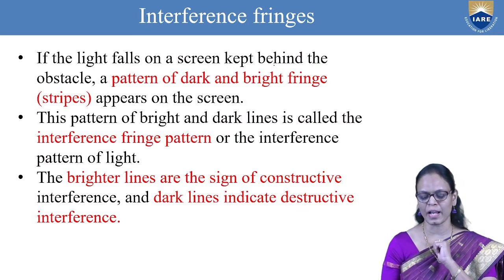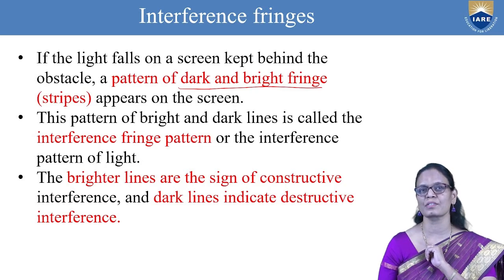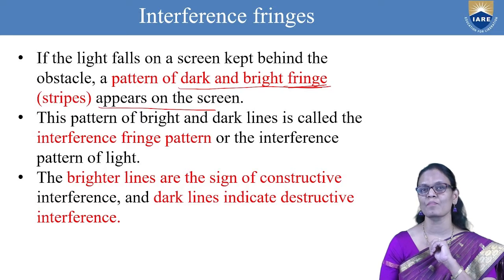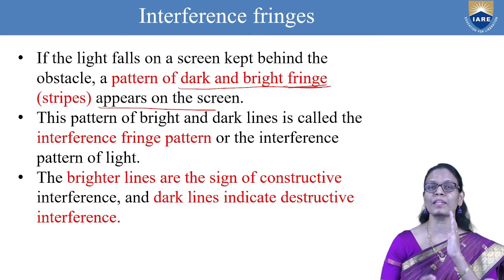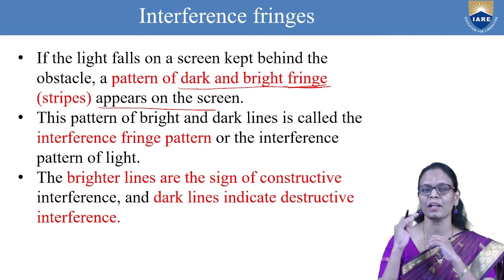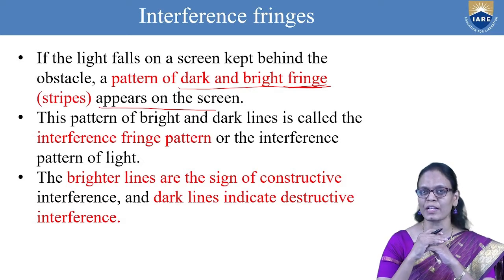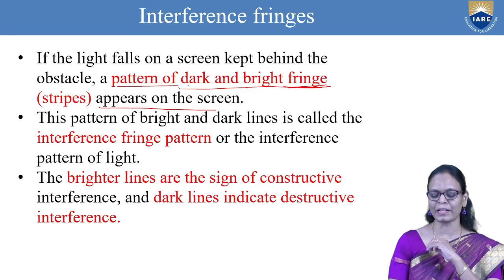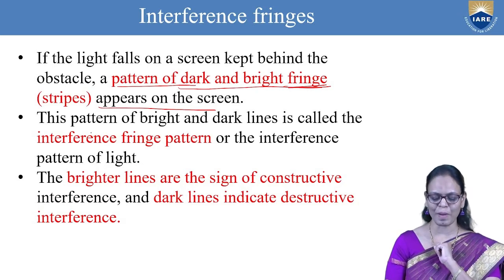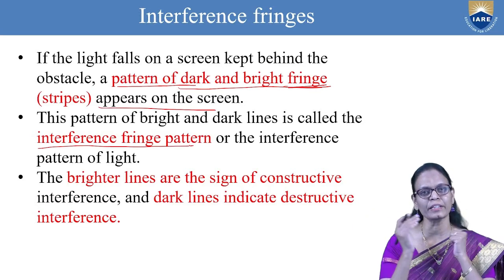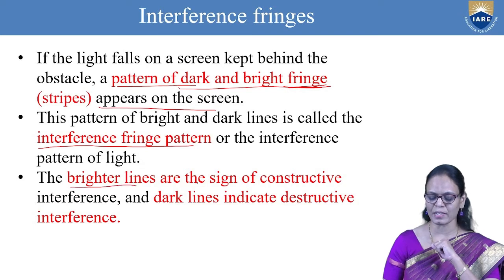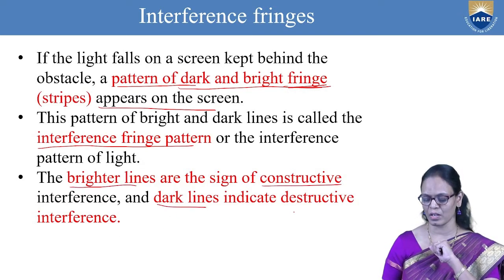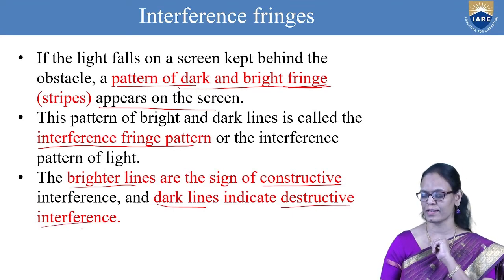Now if light falls on the screen behind the obstacle, a pattern of dark and bright fringes appears on the screen. So that is what we are calling fringes. The light coming out from the two slits sends out secondary wavelets. When these secondary wavelets superimpose on each other, depending upon how they arrive at a point on the screen, if they arrive in phase, we get a bright fringe. If they arrive out of phase, we get a dark fringe. So on the screen, we have a pattern of dark and bright fringes. This pattern we call an interference fringe pattern, or simply an interference pattern. These fringes, the bright band or the dark band, we call fringes. The brighter lines are a sign of constructive interference and the dark lines are a sign of destructive interference. So this we have already discussed.